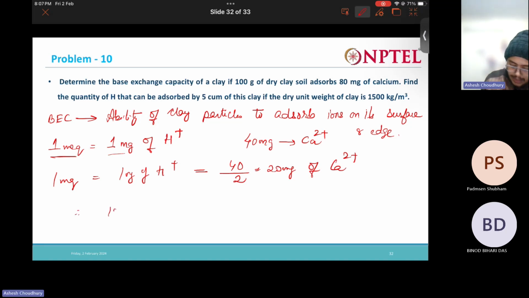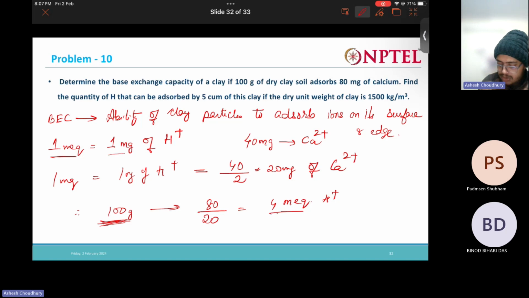Okay, now it is given that 100 gram of dry clay soil absorbs 80 milligram of calcium. That means 100 gram of dry clay soil absorbs how many milliequivalent? 80 by 20. That is 4 milliequivalent H plus. Okay, so we are converting it into milliequivalent terms. So 100 gram actually absorbs 4 milliequivalent of H plus.